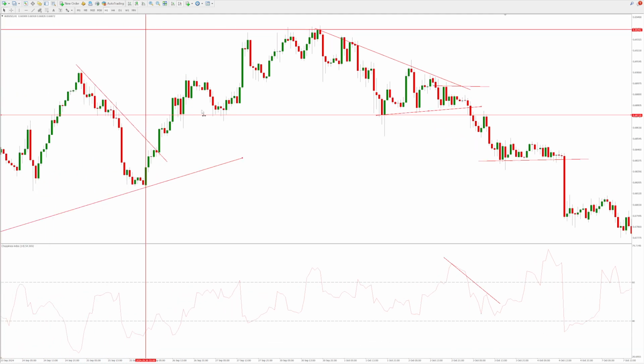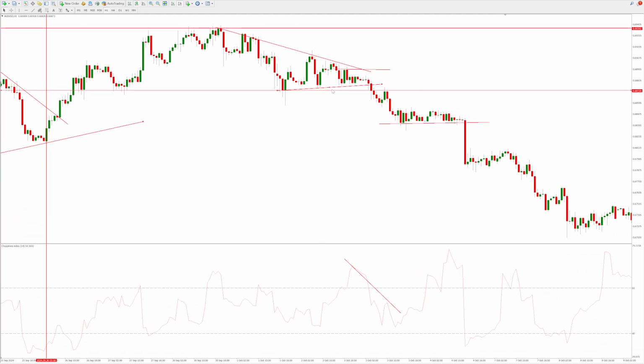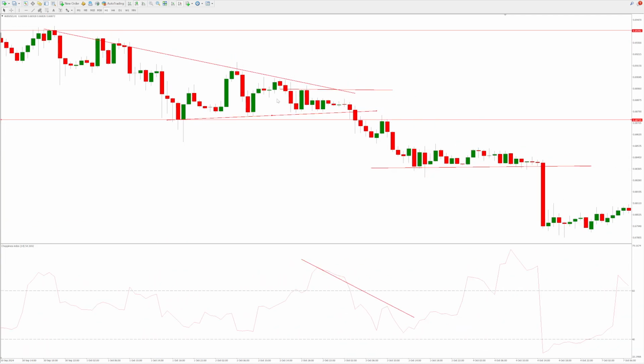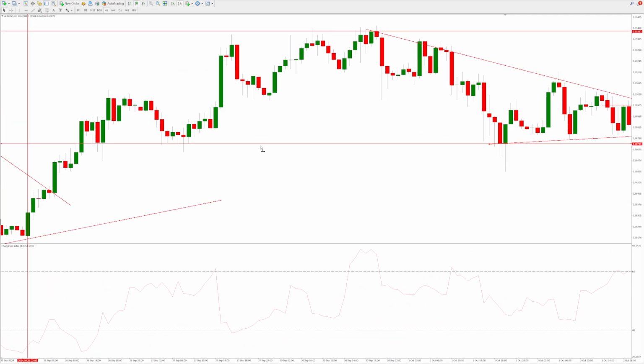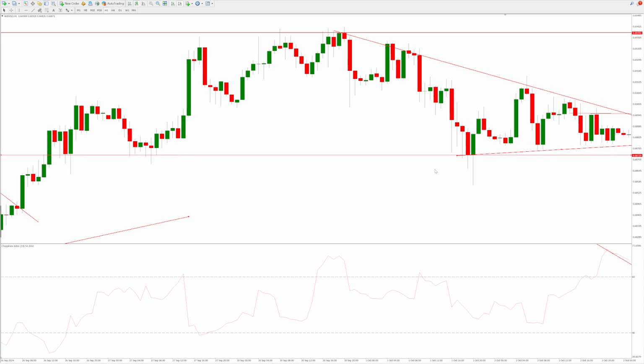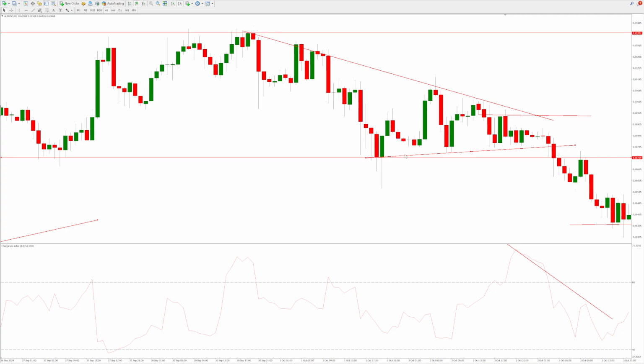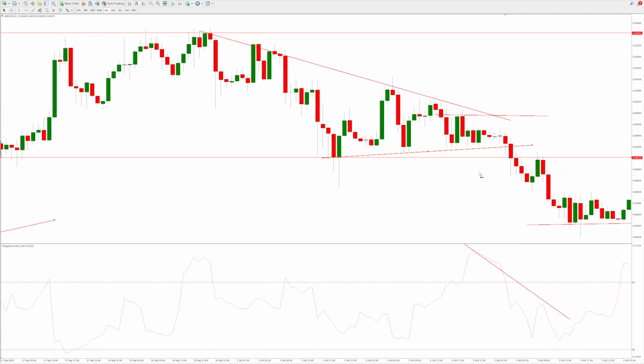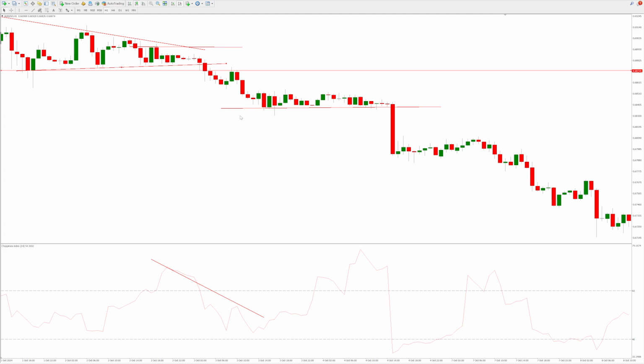I just noticed this level of support that we were looking at here actually coincided nicely with support from all the way back here, so it just emphasizes the strength of that level there. So a good entry.